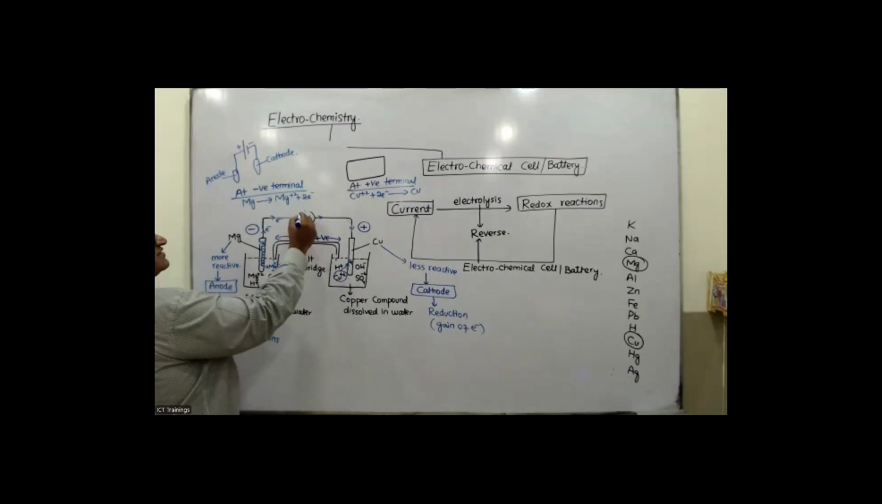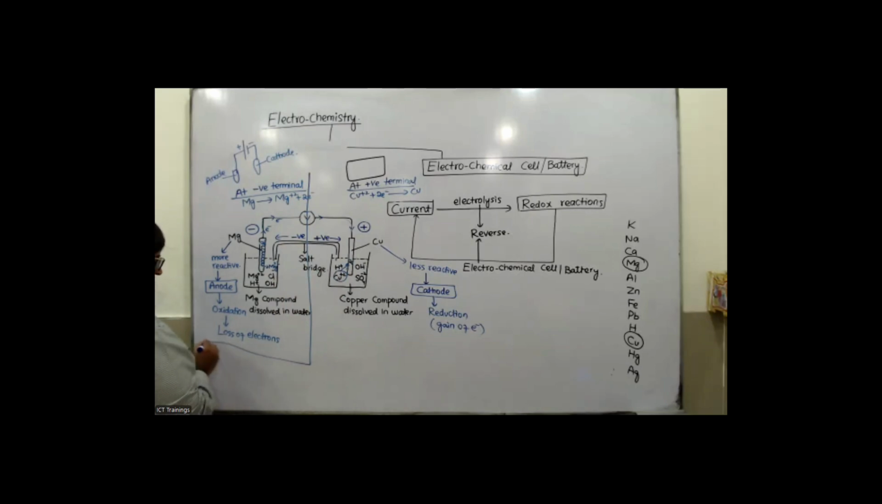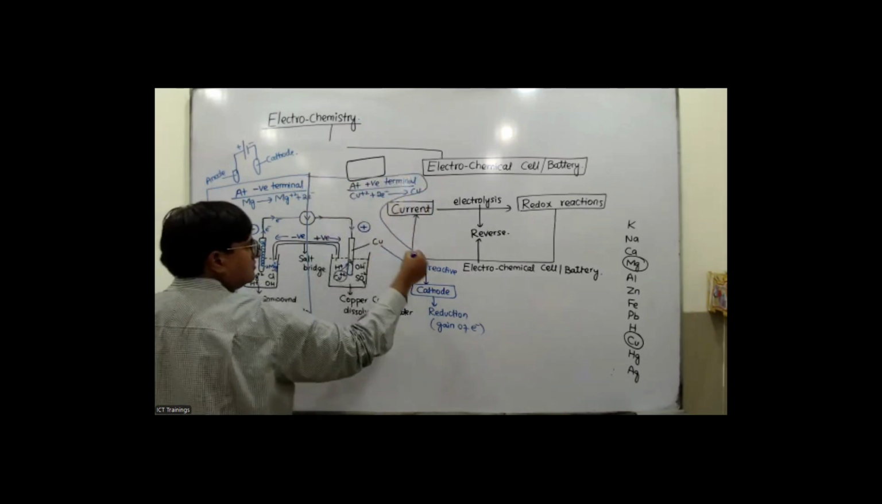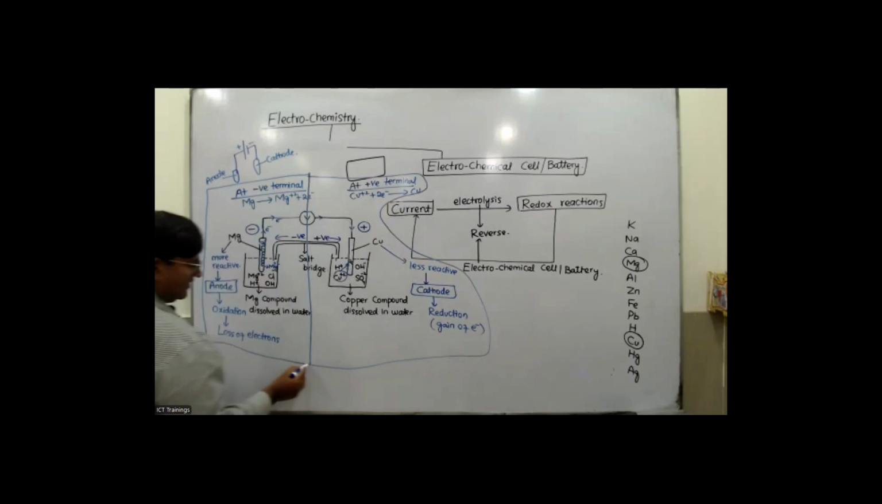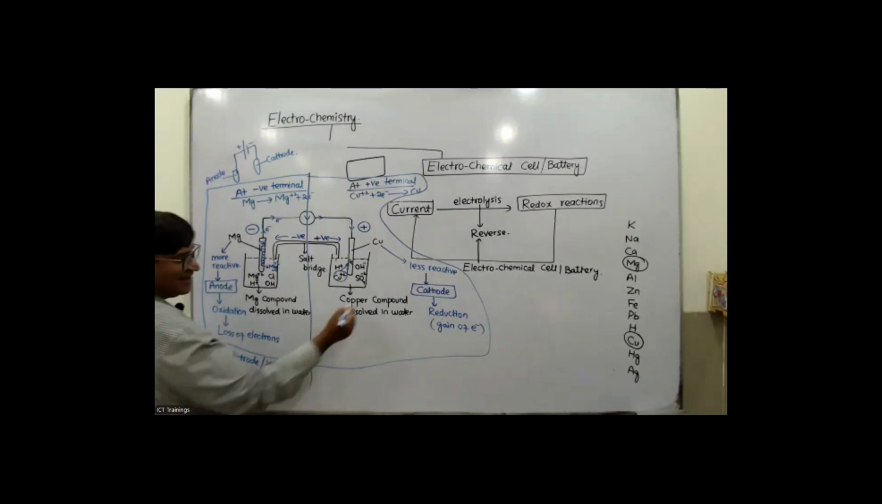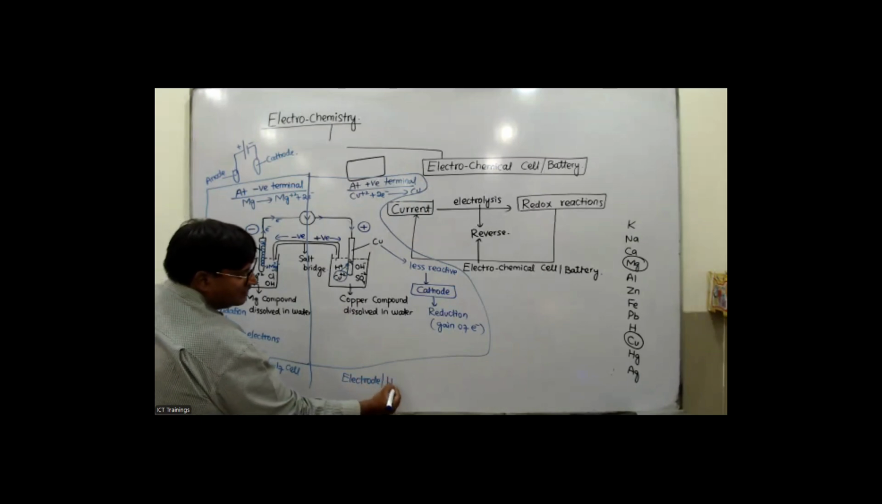Okay, so this battery has got two parts. This is the first part of the battery and this one is the second part of the battery. So this first part is called the electrode or half cell, and this second part is called the electrode or half cell.